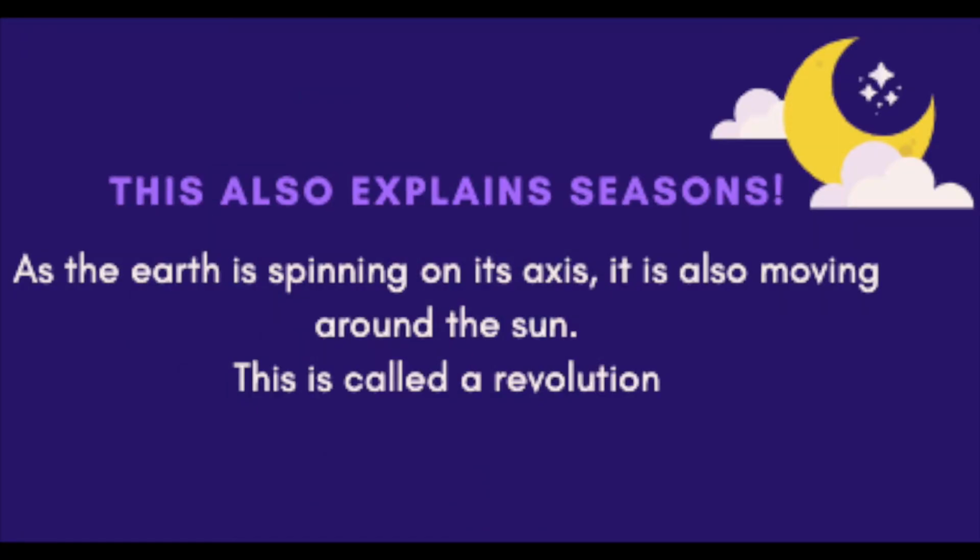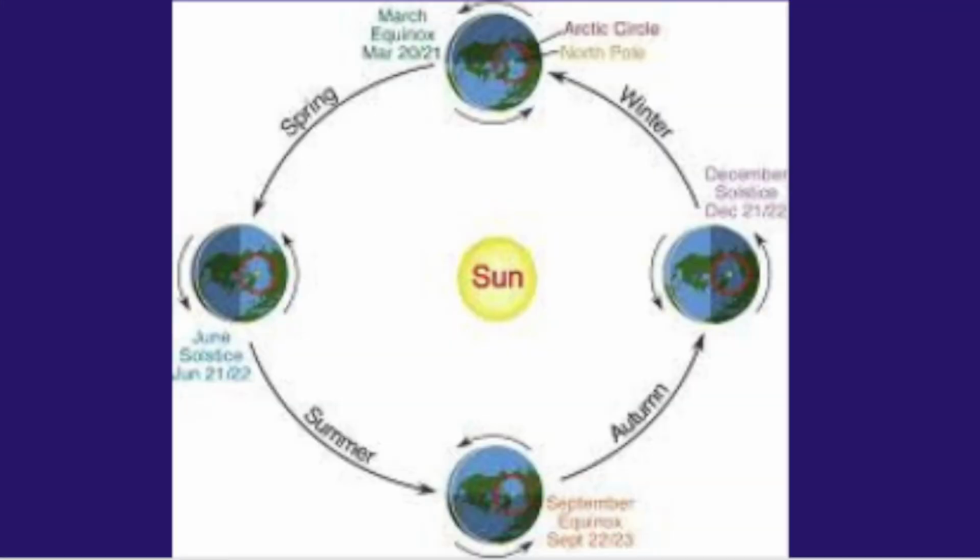As the Earth is turning on its axis, it's also moving around the sun. Each complete trip of Earth around the sun is called a revolution. Each revolution takes about 365 days or a year. The seasons change as Earth moves around the sun.